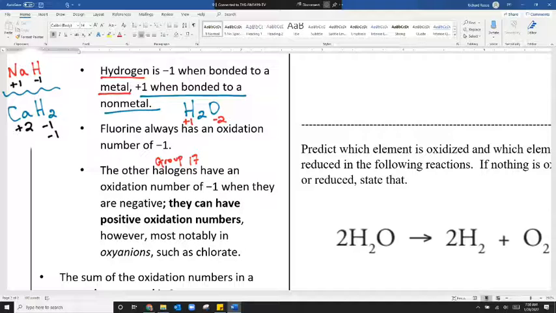And then we get into this. They can have positive oxidation numbers, most notably in oxyanions, such as chlorate. Oxyanions are polyatomic ions that involve oxygen. So those are ones that we're really going to see some of these exceptions to our nonmetals. We're used to our nonmetals being negative, but oxyanions are those polyatomic ions that involve oxygen.